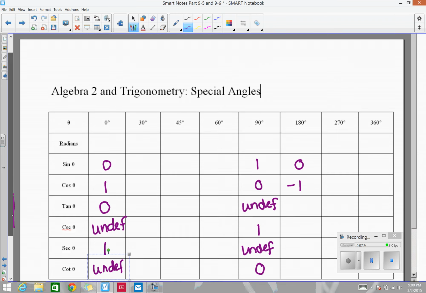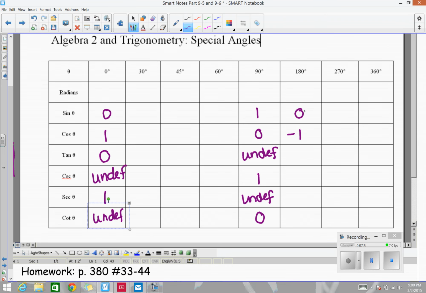Do the same thing. Tangent, 0 over -1, 0. Cosecant, reciprocal of sine, undefined. Secant, reciprocal of cosine, -1. Cotangent, reciprocal of tangent, reciprocal of 0, undefined. Go to 270.